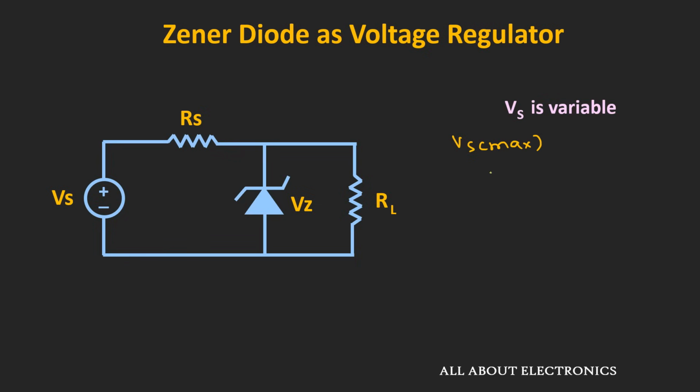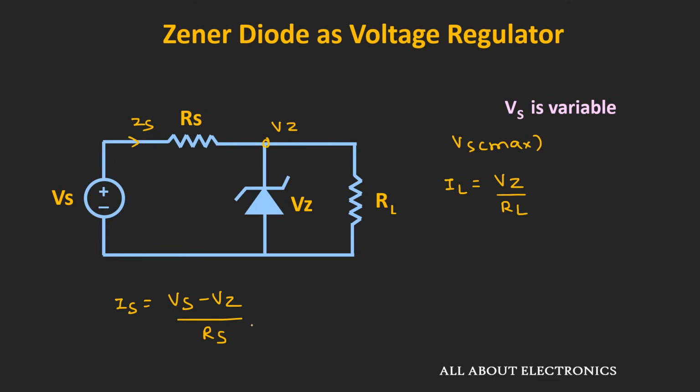Now here, if you observe, as the Zener diode is operating in the breakdown region, the voltage at this node will be equal to Vz. That means the load current IL will be equal to Vz divided by RL. Now here, as this Vs is variable, as we increase the supply voltage, the source current Is will increase. And here the source current Is can be given as Vs minus Vz divided by Rs.